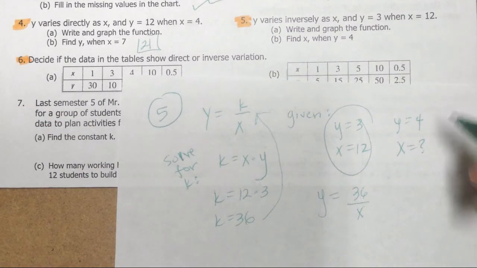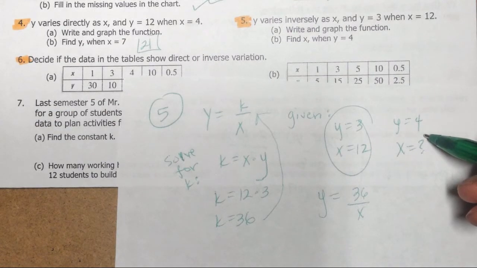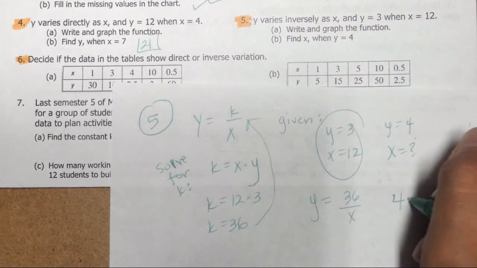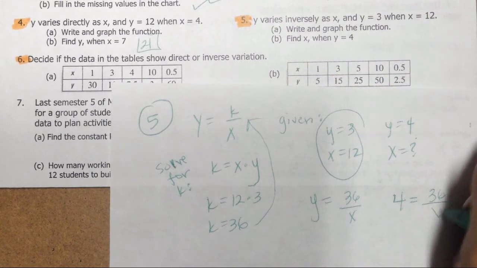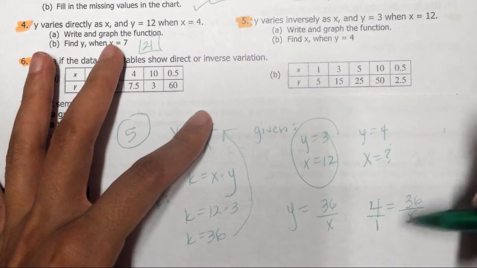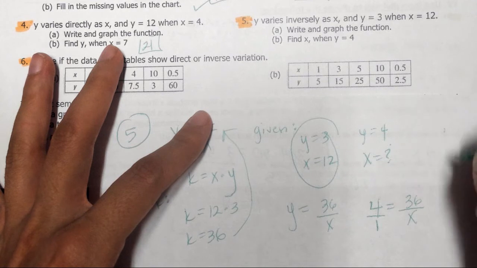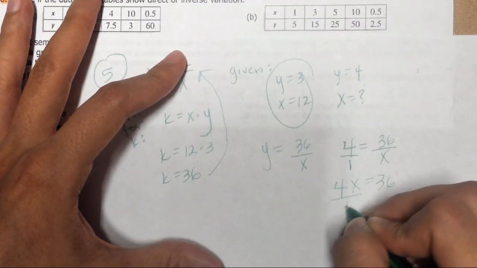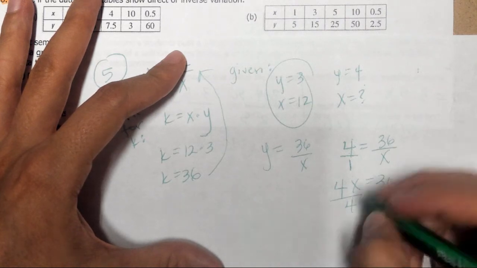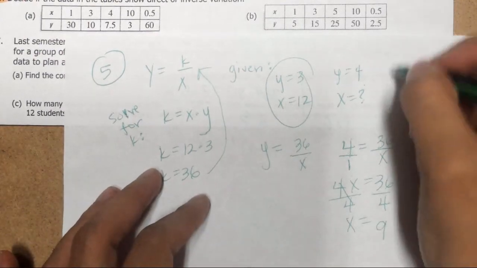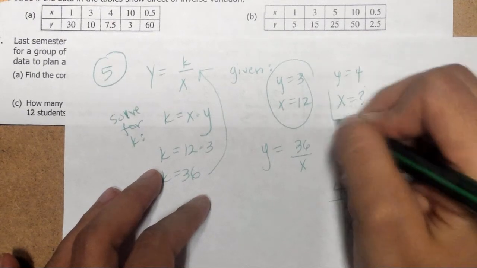And so they want me to find the new x when y is 4. So I'm going to go ahead and plug in 4 for y. So 4 equals 36 over x. Here I'm going to cross multiply because I can rewrite 4 as 4 over 1. So 4x equals 36. I'm going to divide both sides by 4. So 36 divided by 4 is 9. So my new x is 9.